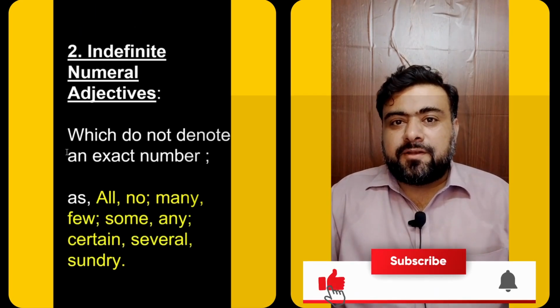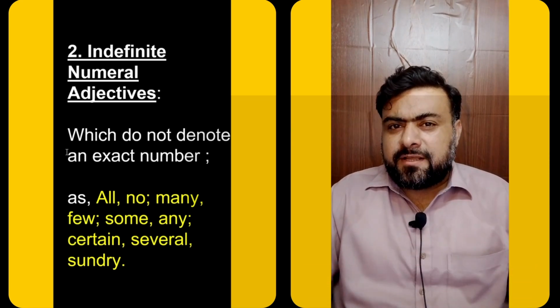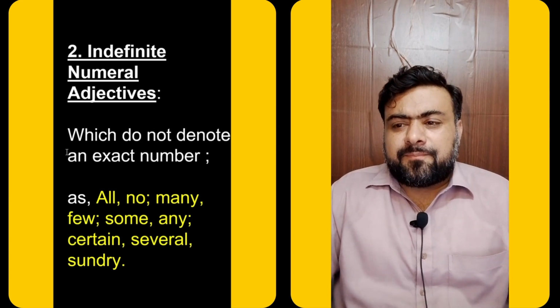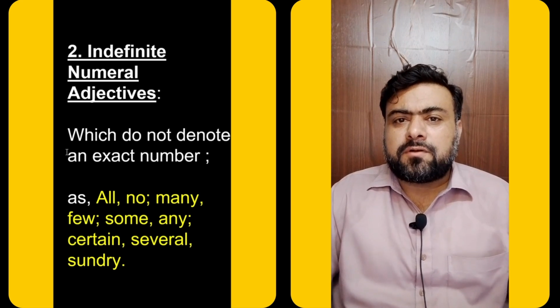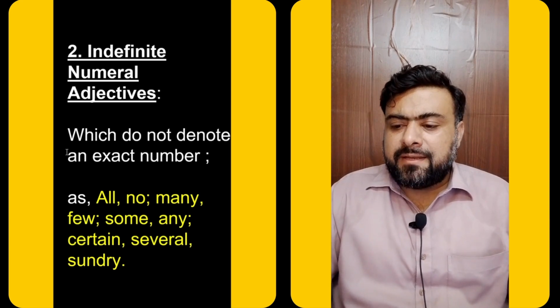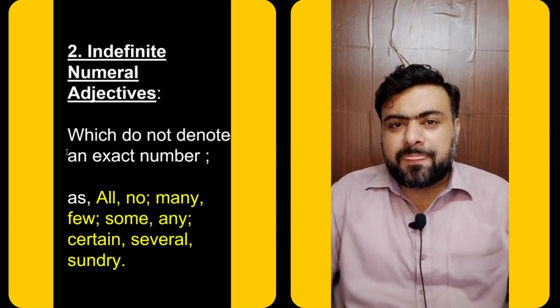Second type of numeral adjectives. Indefinite numeral adjective. What is an indefinite numeral adjective? Which do not denote an exact number. Indefinite numeral adjectives do tell us about the quantity of a noun, but they do not tell us the exact number. They just show us some vague quantity. For example, all, no, many, few, some, any, certain, several, sundry.